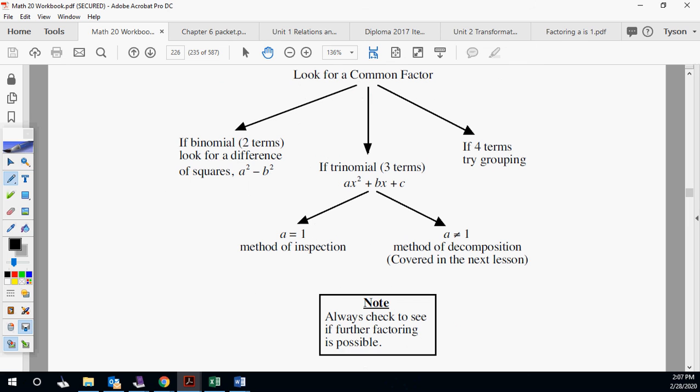So the very first thing, always look for GCF. Are you 2 terms, 3 terms, or 4 terms? If you're 2 terms, look for difference of squares. If you're 4 terms, try grouping. If you're 3, there's 2 options. There's going to be when A is 1, which we did today. That's inspection. And then when A is not 1, which is the next lesson of decomposition. So this is pretty much the only thing you can do for factoring. Okay?